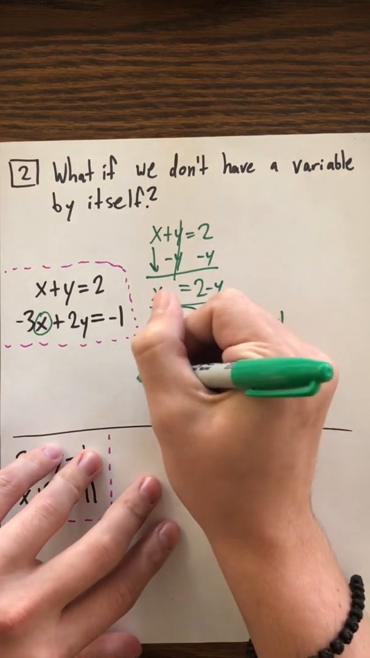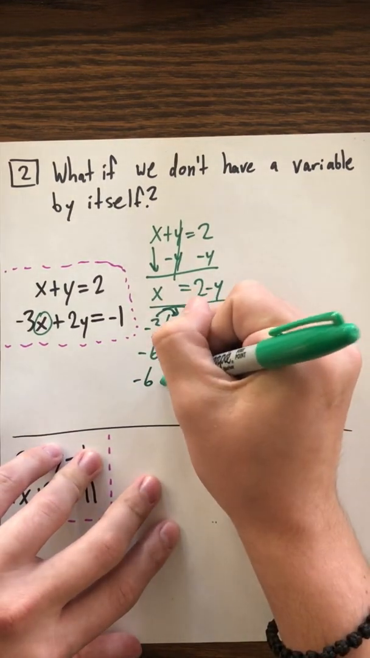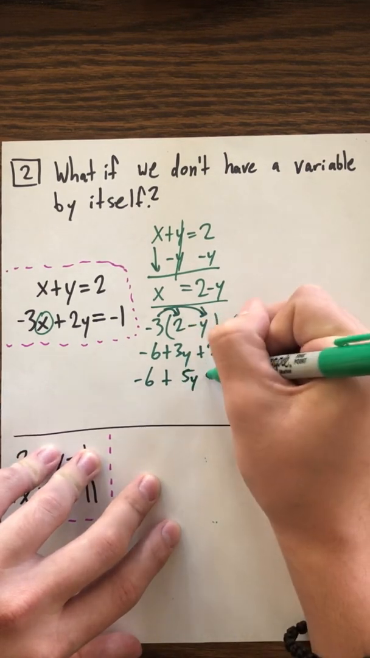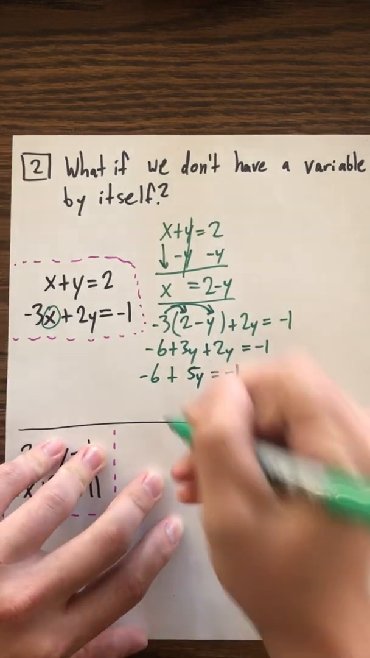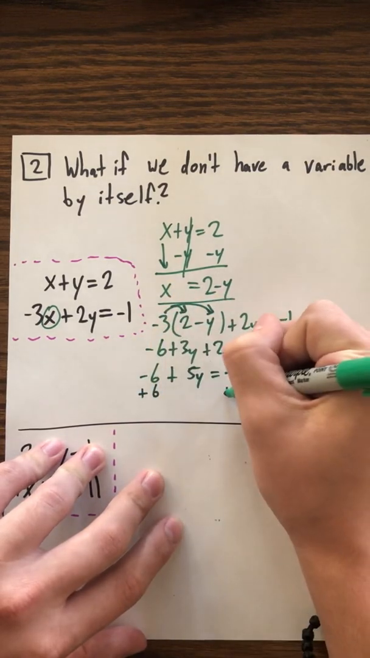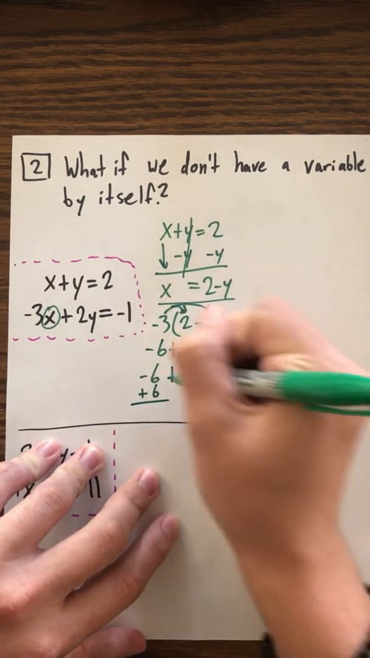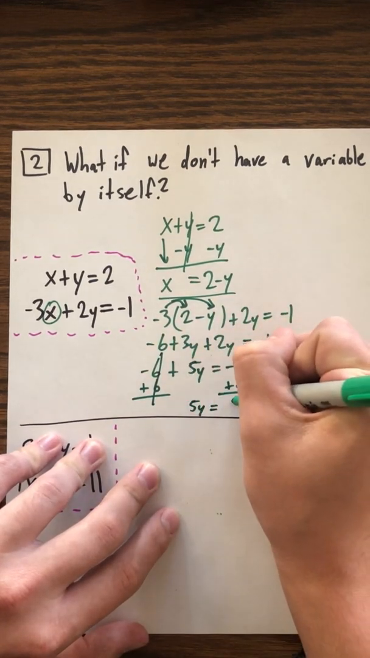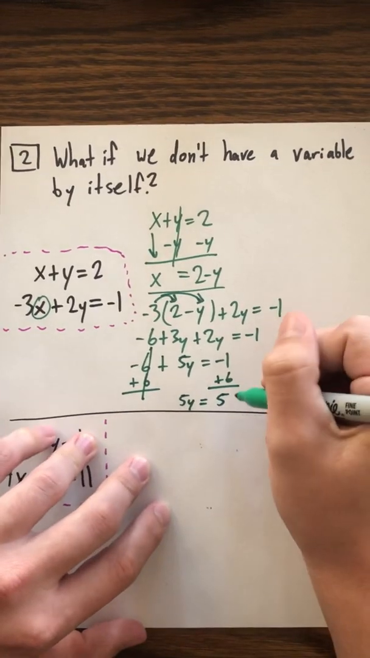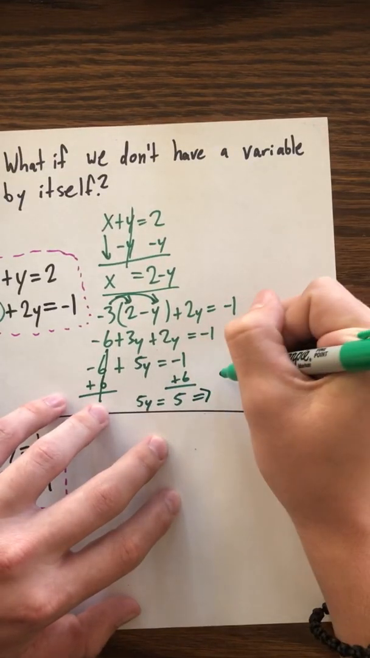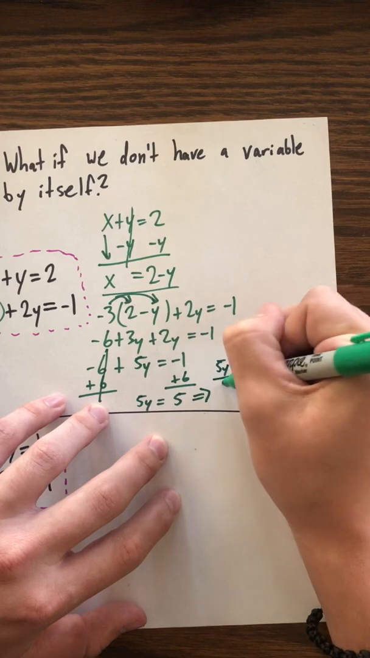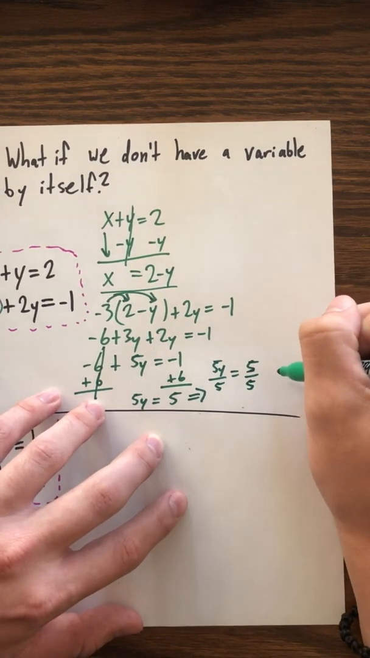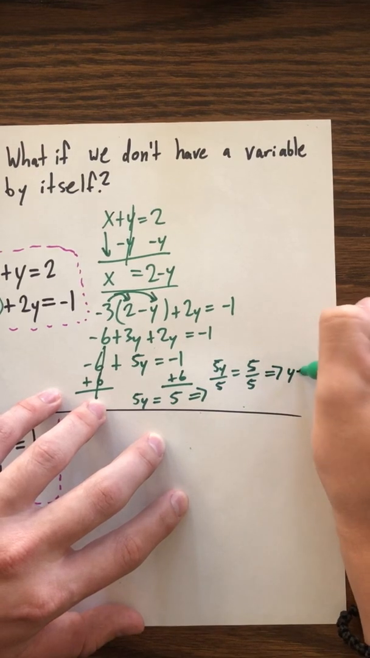Then we're going to see that negative 6 doesn't add up with anything. And then these 3y and 2y will add together to get 5y equals negative 1. So then we can add 6 to both sides. And these will cancel because they're opposites. And we're left with 5y equals positive 5. So all we need to do is divide by 5 on both sides. And that gives us y equals 1.